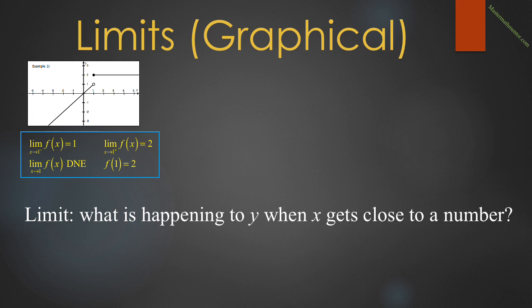The limit of f of x as x approaches 1 from the right is 2. Since the curve is constant to the right of x equals 1, the limit of f of x has to equal 2 as x approaches 1 from the right. Since the two limits, the left-hand limit and the right-hand limit, are not the same, the limit of f of x as x approaches 1 does not exist.